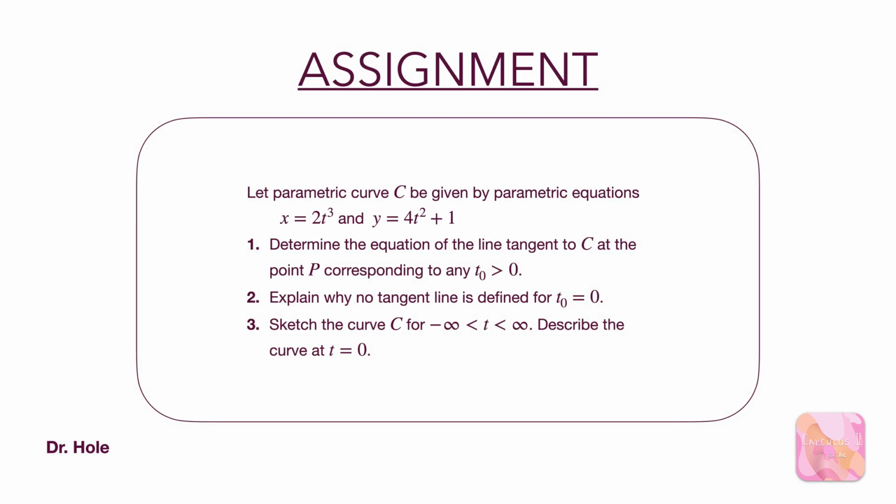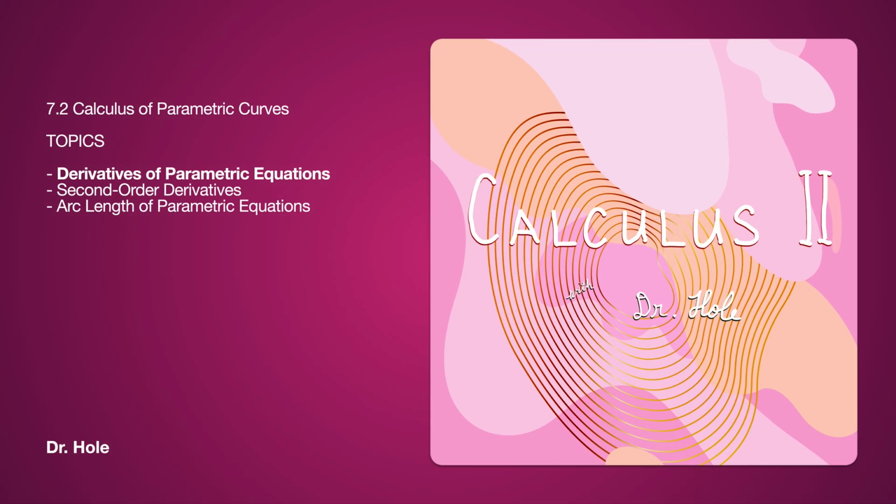Here's an assignment for you. If we have a parametric curve given by these same parametric equations, determine the equation of the line tangent to C at the point P corresponding to any t naught. We use t naught being 1. Explain why no tangent line is defined for t naught being 0. And then you can use Desmos to sketch out the curve C, and think about this second part, why there is no tangent line defined, and how it geometrically corresponds. Here in number 2, you want to algebraically give an explanation. Doing number 3, you can geometrically give an explanation.